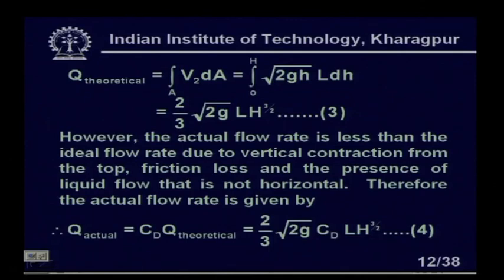Vertical contraction is a slow contraction from the top. If you look here, you see there is a slow contraction from the top, right. I have a weir.